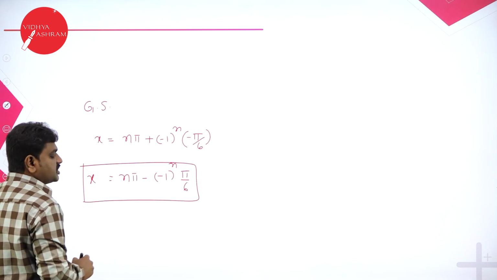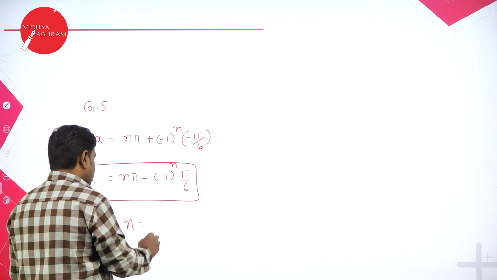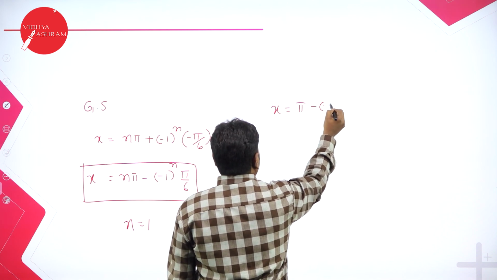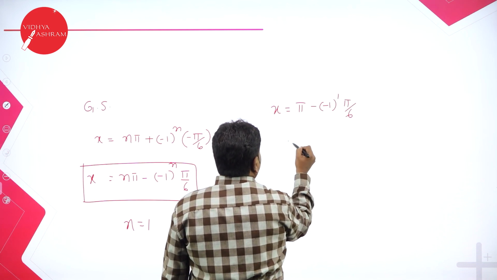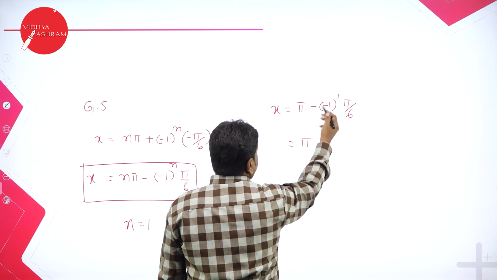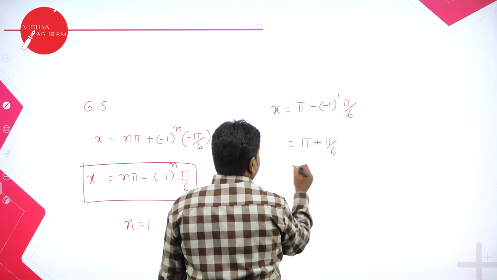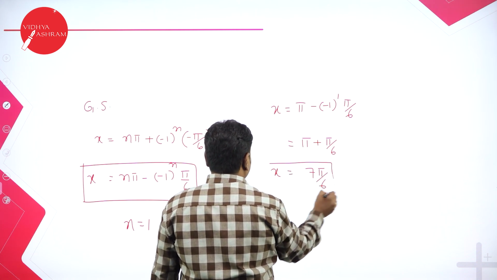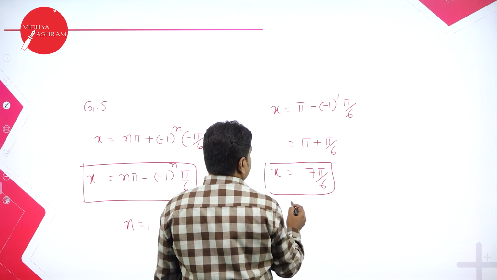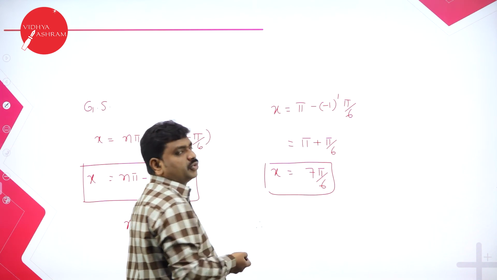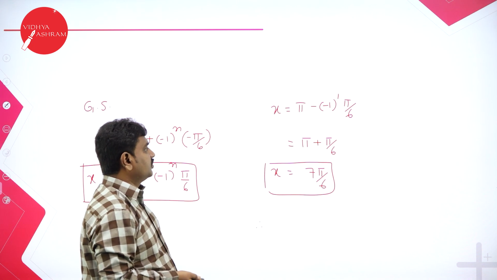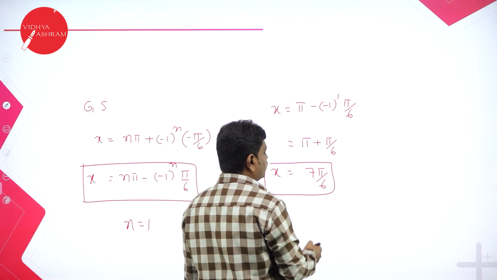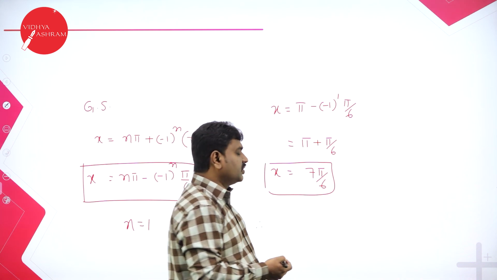Now you need PS, principal solution. n is equal to 1, I will put one integer. Then x is equal to pi minus 1 whole power n pi by 6. It will become pi minus 1 power 1 pi, that is pi plus pi by 6. Pi plus pi by 6 is 7 pi by 6. So the principal solution is 7 pi by 6. You put n is equal to 2, you will get one more solution. I hope all of you understood this. 7 pi by 6 means 7 times 30, 7 times 30 is 210.